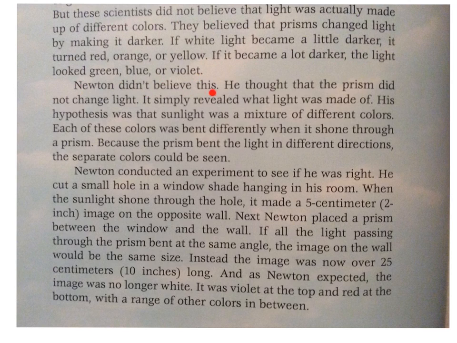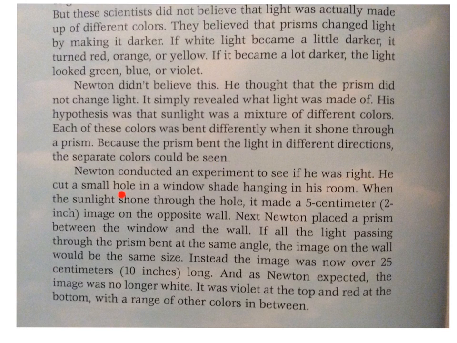Newton didn't believe this. He thought that the prism did not change light, it simply revealed what light was made of. His hypothesis was that sunlight was a mixture of different colors. Each of these colors was bent differently when it shone through a prism. Because the prism bent the light in different directions, the separate colors could be seen. Newton conducted an experiment to see if he was right.